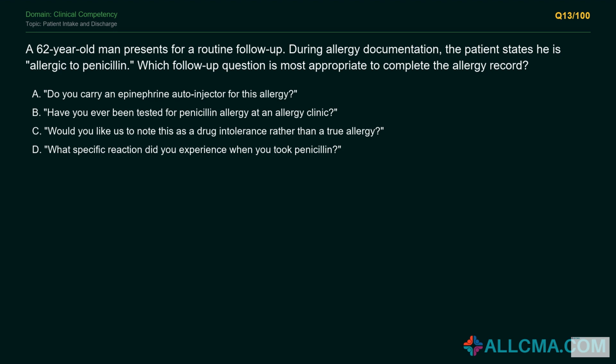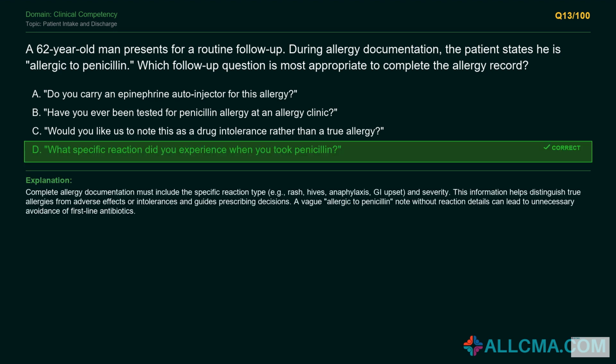The correct answer is D. Complete allergy documentation must include the specific reaction type, e.g., rash, hives, anaphylaxis, GI upset, and severity. This information helps distinguish true allergies from adverse effects or intolerances and guides prescribing decisions. A vague "allergic to penicillin" note without reaction details can lead to unnecessary avoidance of first-line antibiotics.